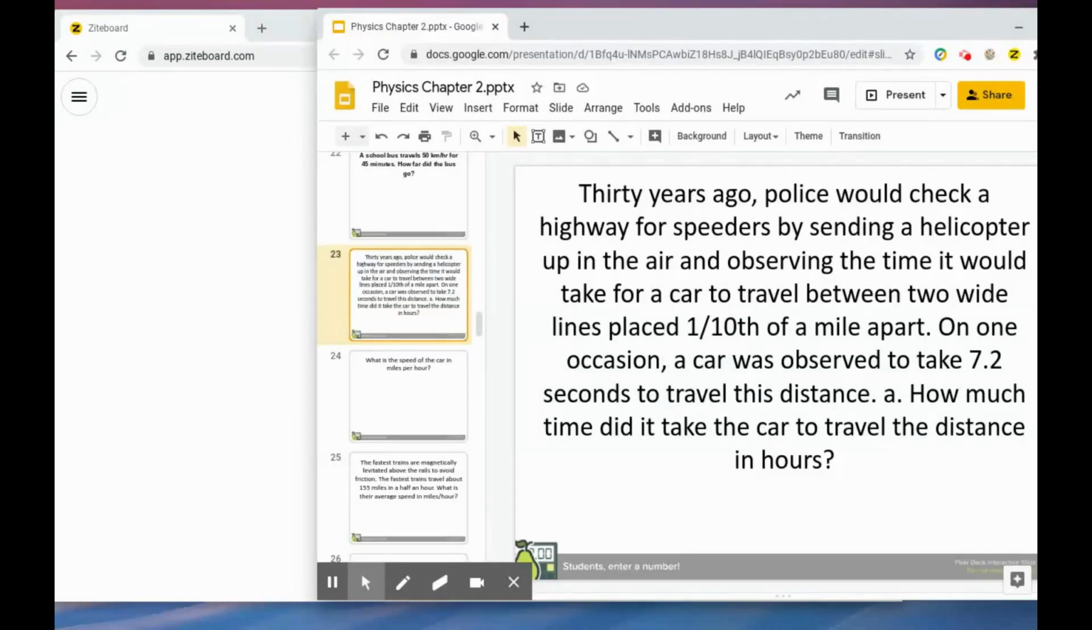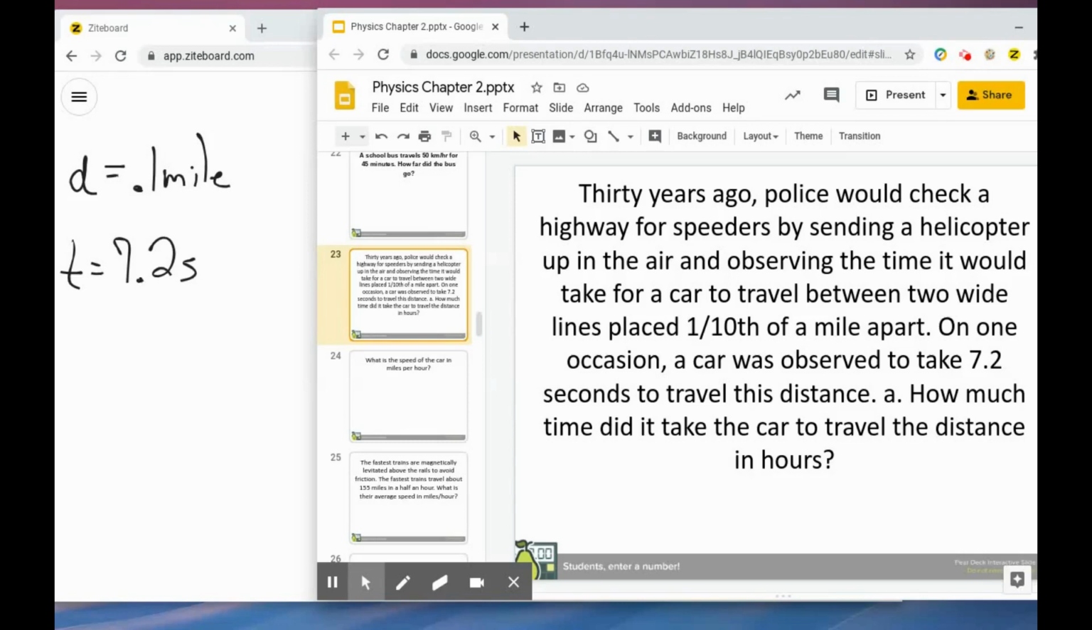30 years ago, police would check a highway for speeders by sending a helicopter up in the air and observing the time it would take for a car to travel between two wide lines placed 1/10 of a mile apart. On occasion, the car was observed to take 7.2 seconds to travel this distance. First, how much time did it take the car to travel the distance in hours? So we have the 1/10 of a mile as a distance. And we've got a time of 7.2 seconds.